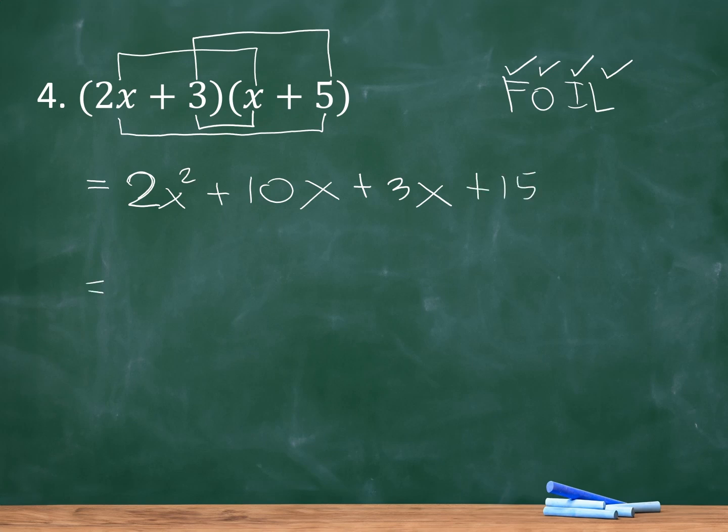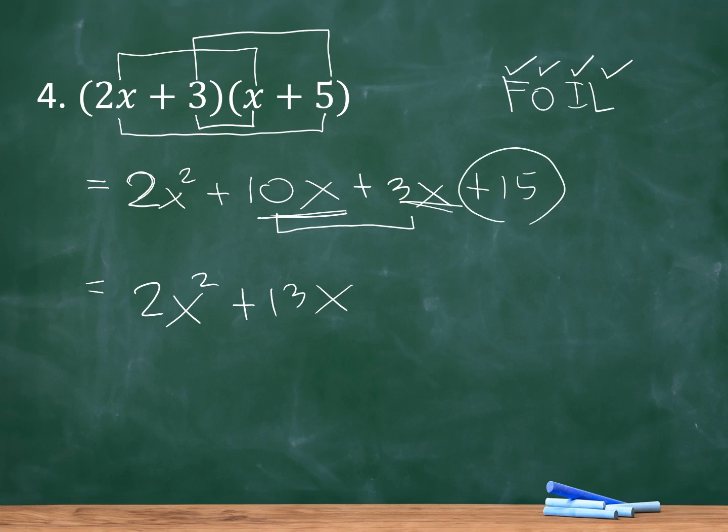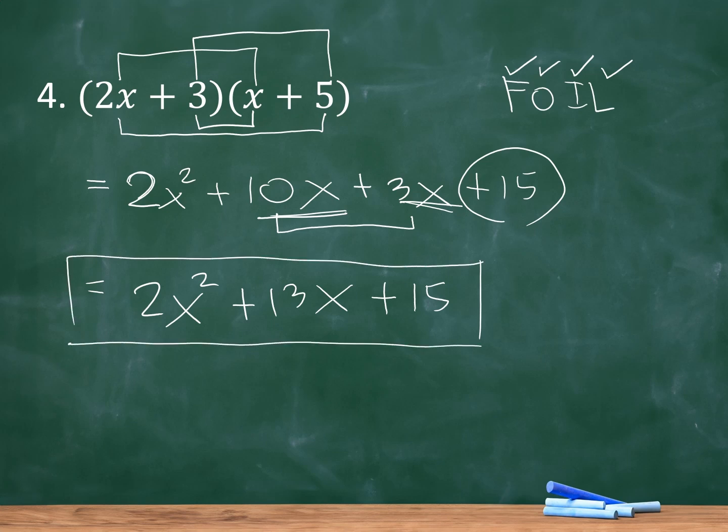So next thing we're gonna do is we will combine similar terms. It's gonna be 10x and 3x. So 2x squared, and then 10x plus 3x is positive 13x. And then just copy plus 15. So the final answer is going to be 2x squared plus 13x plus 15.